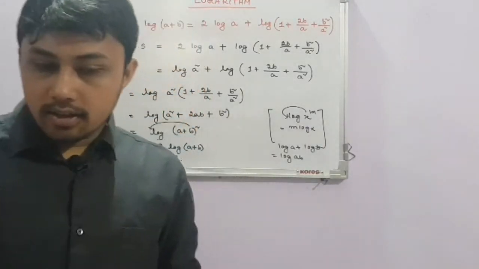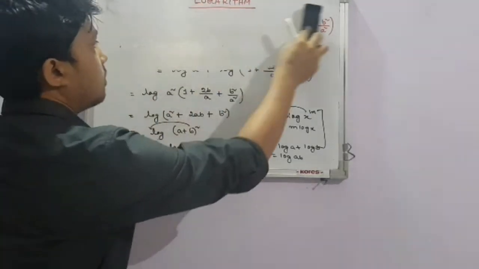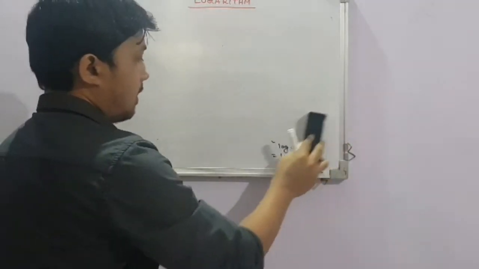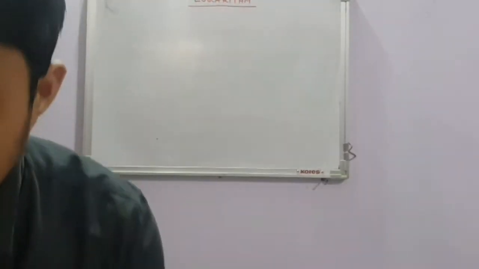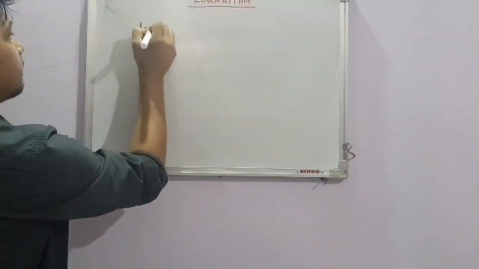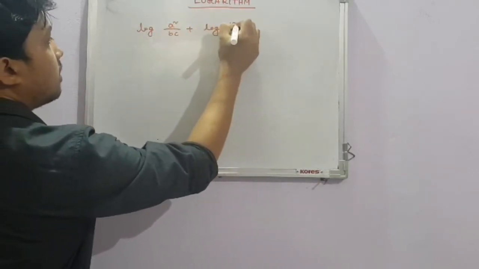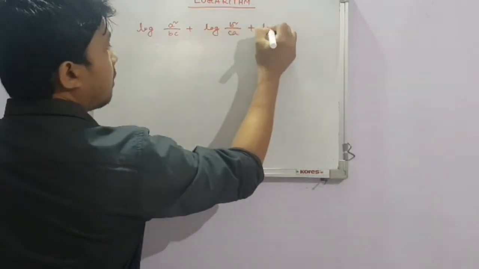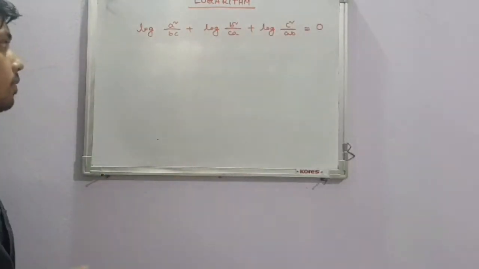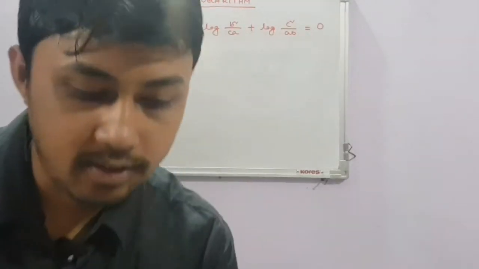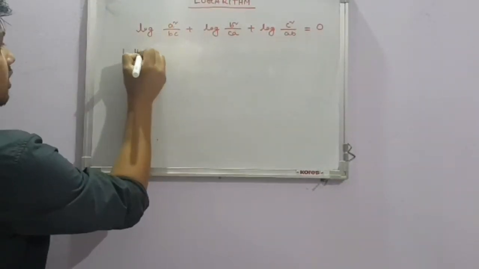So let's take another important question for you today. The next question is logarithm of a square by bc plus logarithm of b square by ca plus logarithm of c square by ab. We have to prove that this is equal to 0. Very interesting and very easy question. So I'll start on the left hand side, of course. Right hand side is 0 only.